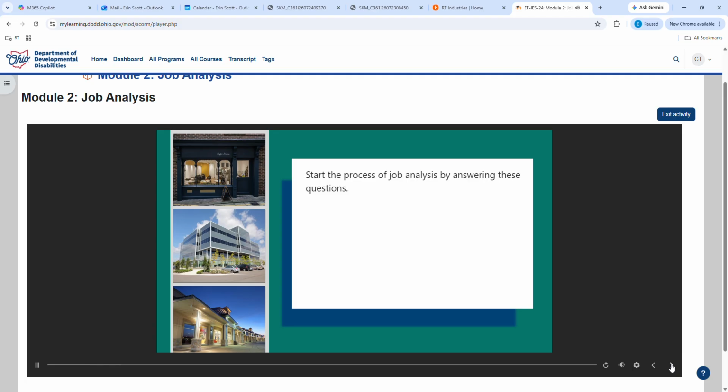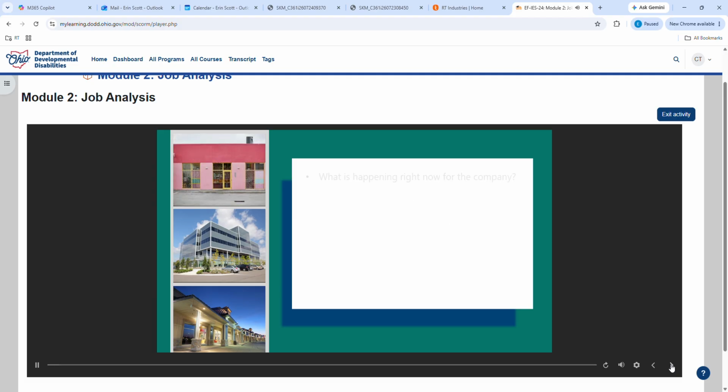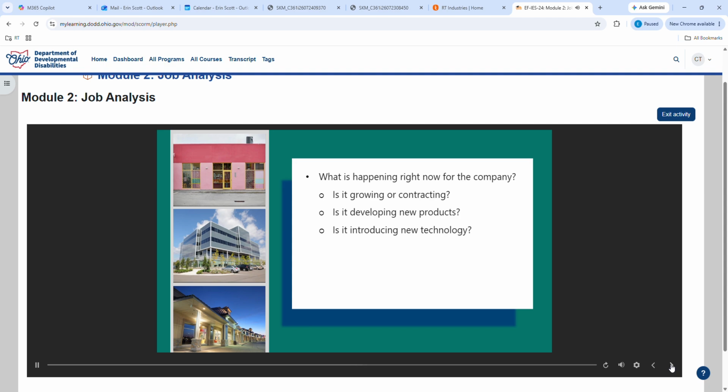Start the process of job analysis by answering these questions. What is the purpose of the company? What are the company's goals? What are its products and processes? What is the size of the company? What is happening right now for the company? Is it growing or contracting? Is it developing new products? Is it introducing new technology? What is the culture of the company? What is the company's mission? Is it driven by financial concerns?